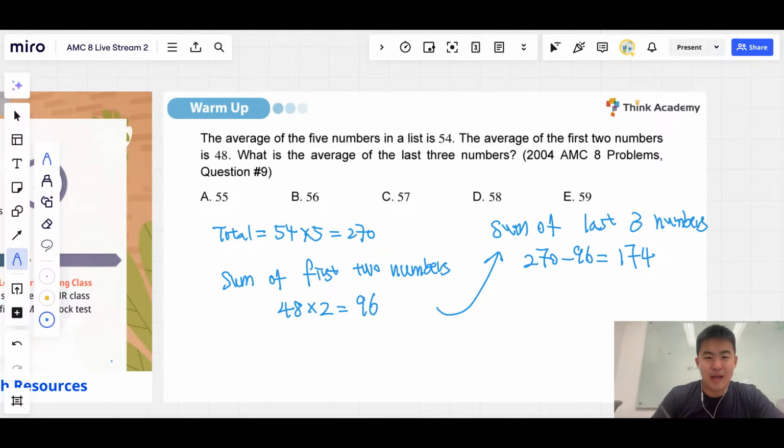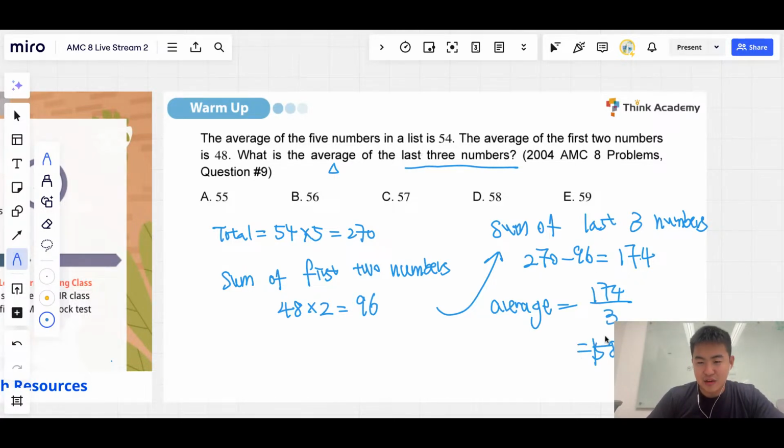So what is this problem asking? It's asking for the average of the last three numbers. The average is easy, just divide the summation by the number of numbers we have. So that is 174 divided by 3, the number of numbers, and we should get 58. If you want to confirm the answer, you can multiply back: 3 times 58 is 174. So we confirm our answer. We know that the correct option is D.